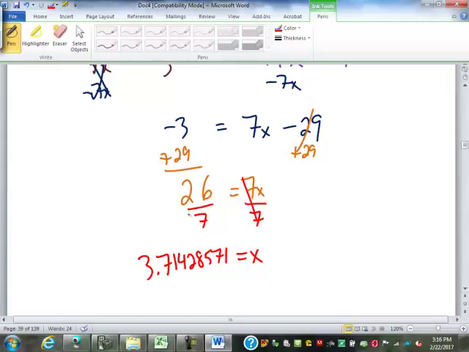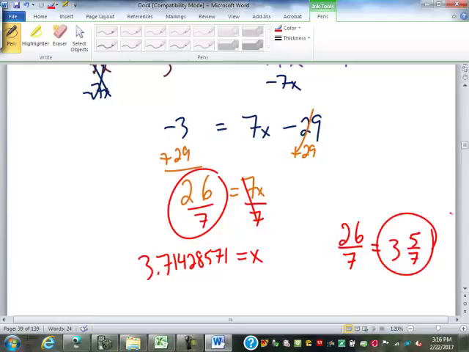Or if we wanted to leave that as a fraction, 26 divided by 7, we treat that as 26 over 7. 7 goes into 26 3 times with 5 left over, so 3 and 5/7. Somebody asked, why is that not 32? Because it's negative 3. So you've got negative 3 and positive 29. Perfect.